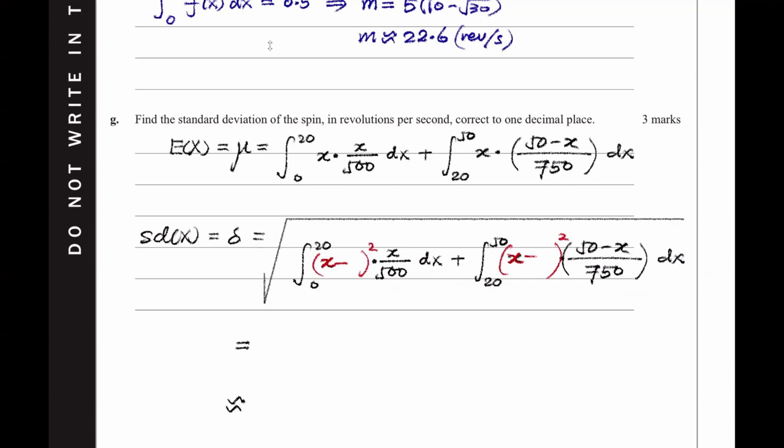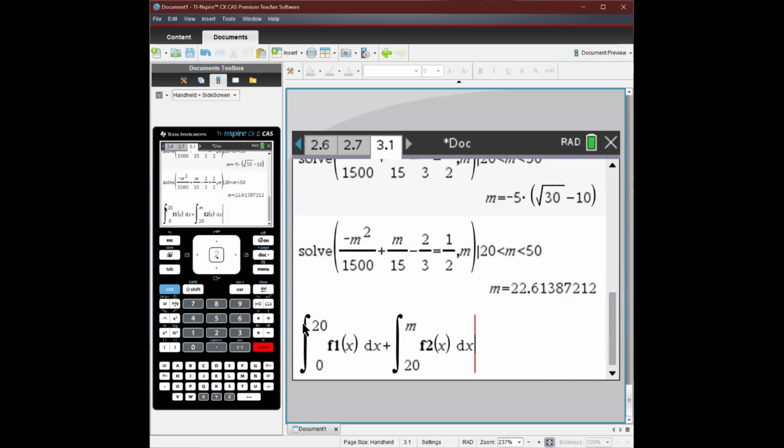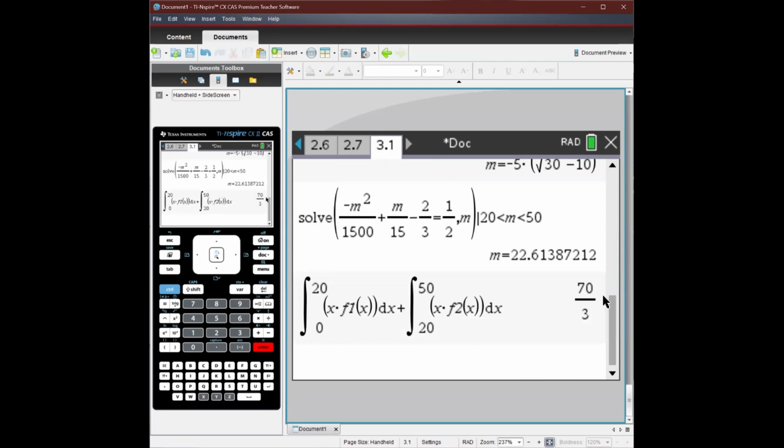So what I'm trying to do is go back and look at what I already typed here. I just need to borrow the right-hand side. Now I change the upper limit to 50, x times f1 of x and f2 of x. So 70 over 3 will be the exact mean value. Okay?